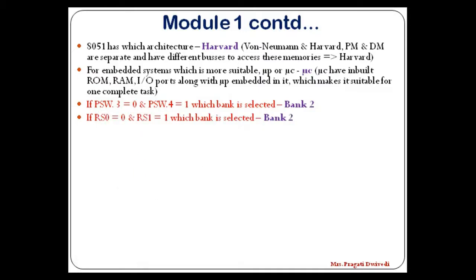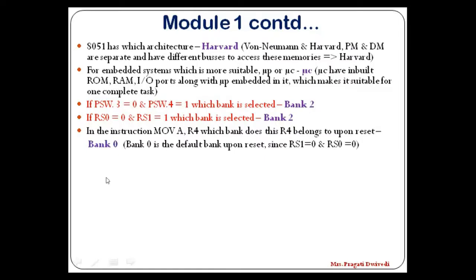So now it is again the same thing. Instead of PSW.3, they can ask you RS0 and PSW.4 as RS1. In the instruction, MOV A, R4. Since in your internal RAM we saw there were 4 register banks and each has registers named R0 to R7, correct. So this R4 belongs to which bank? Bank 0, 1, 2 or 3? And what is the condition? When the MUSI is reset. Correct. So when the MUSI is reset, definitely this is your bank 0.